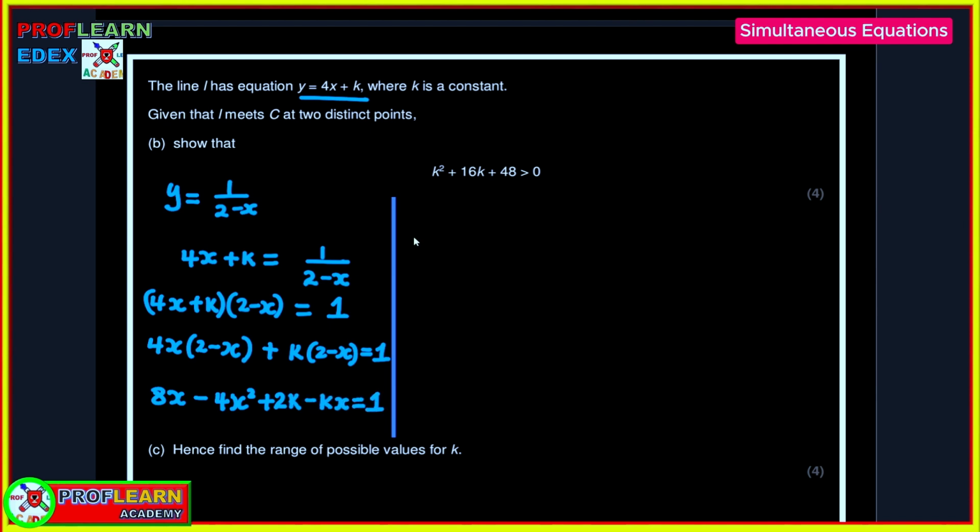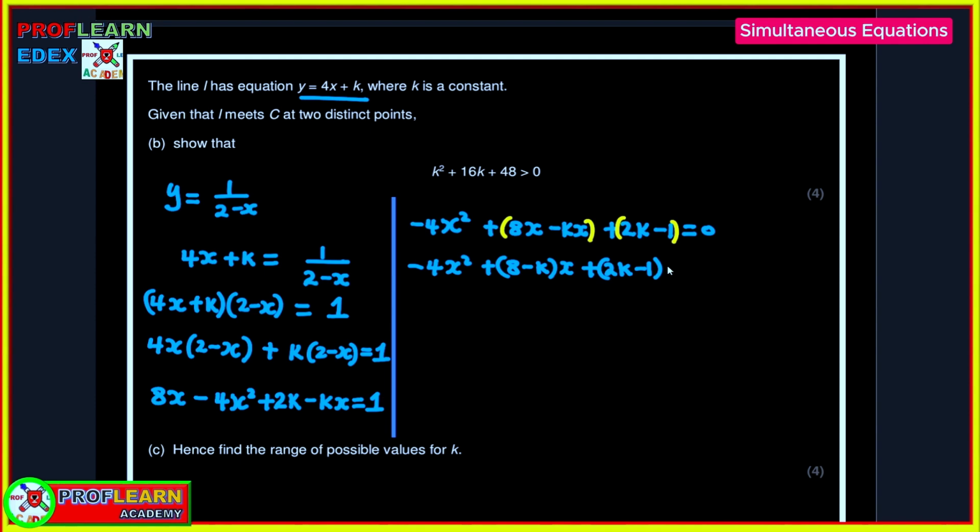It's going to become negative 4x squared plus 8x minus kx plus 2k minus 1 equals 0. Here we can factor x out, so that our b is 8 minus k and our c is 2k minus 1, equal to 0. Using this quadratic equation we have obtained, we can find the discriminant.